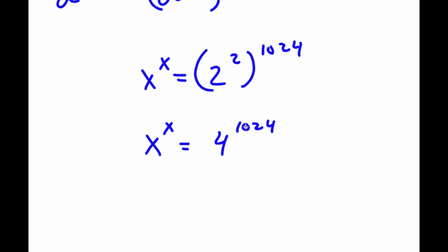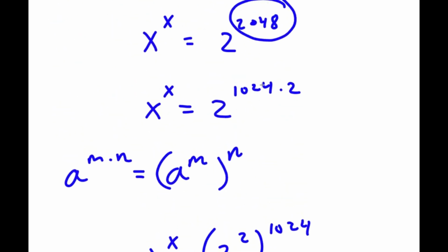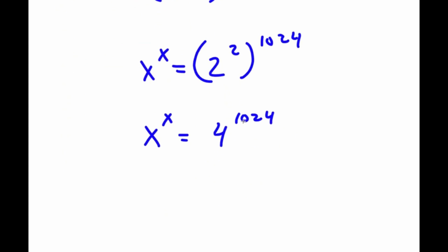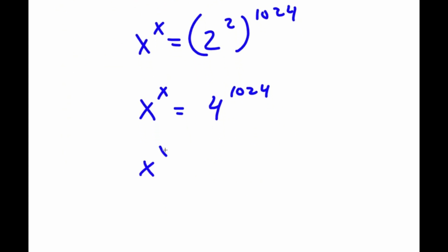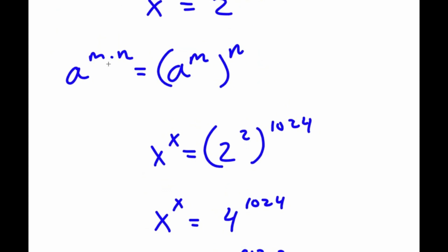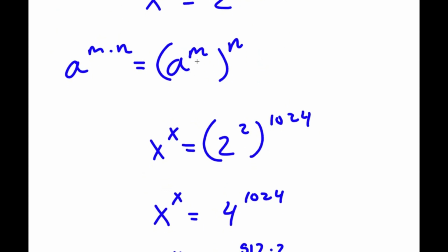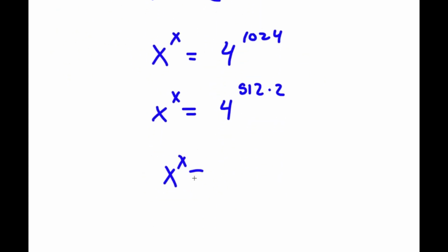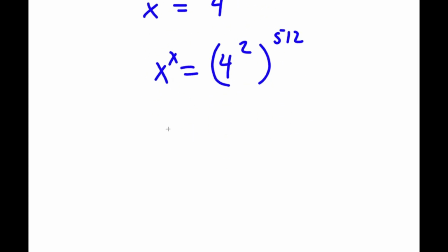And now 1024, remember how I rewrote 2048 as 1024 times 2. Now I'm going to rewrite 1024 as 512 times 2. So now I have 4 to the power of 512 times 2. And now I'm going to do the same thing. If I have something in the form a to the power of m times n, that's equal to a to the power of m to the power of n. So this is equal to 4 to the power of 2 to the power of 512. And 4 to the power of 2, that's simply equal to 16. So now I have x to the power of x is equal to 16 to the power of 512.